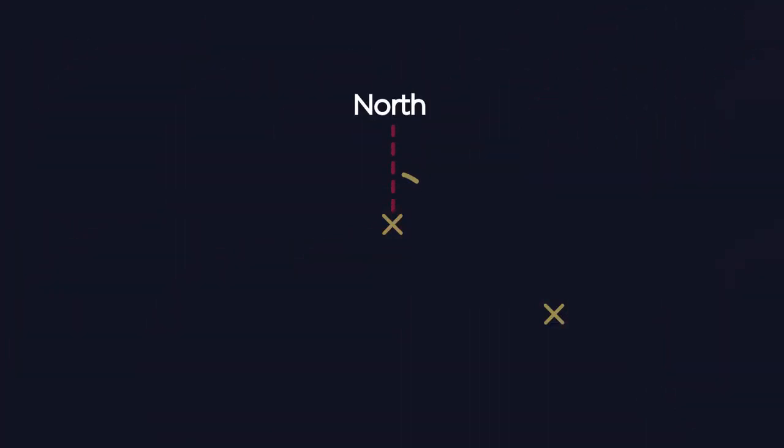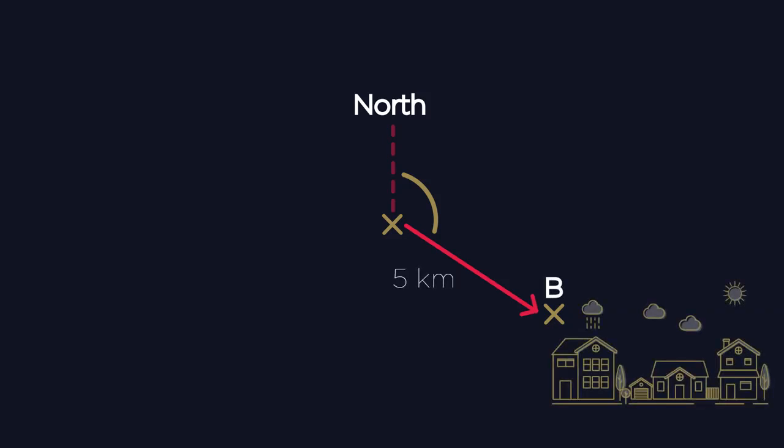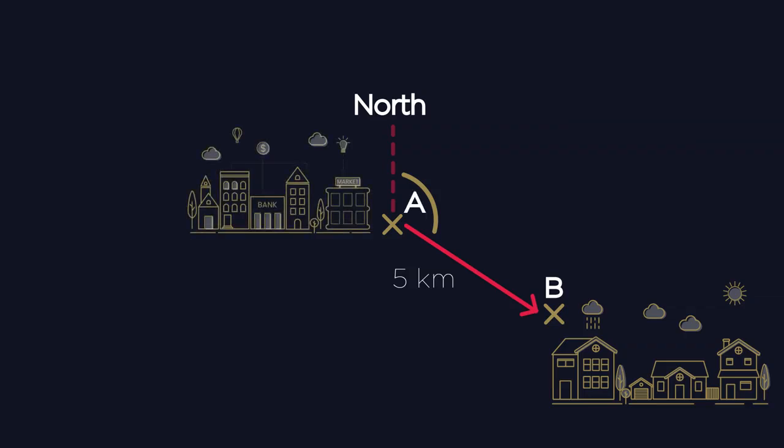If we are told a place is on a bearing and distance away, such as town B is 5 kilometers away from town A on a bearing of 120 degrees, we find that bearing from A, then measure using a scale to get to B.